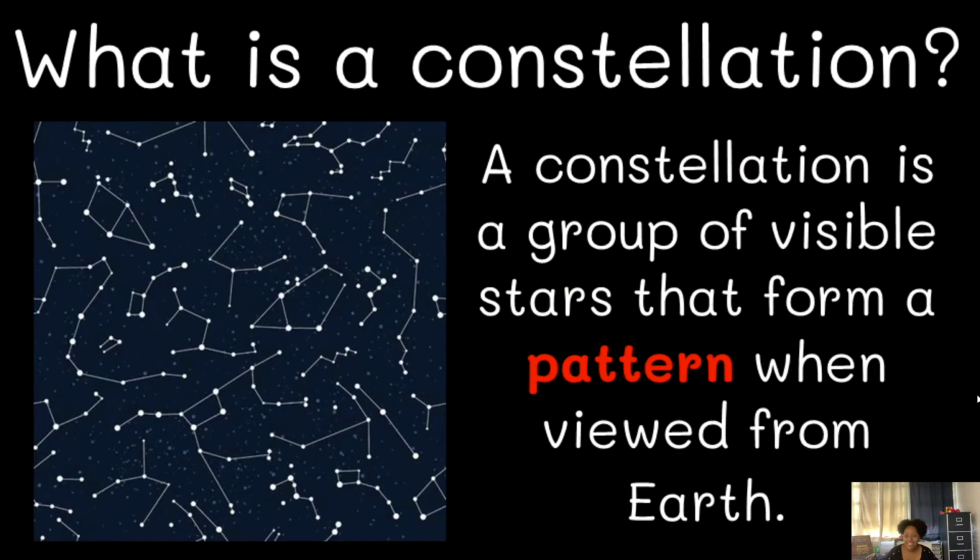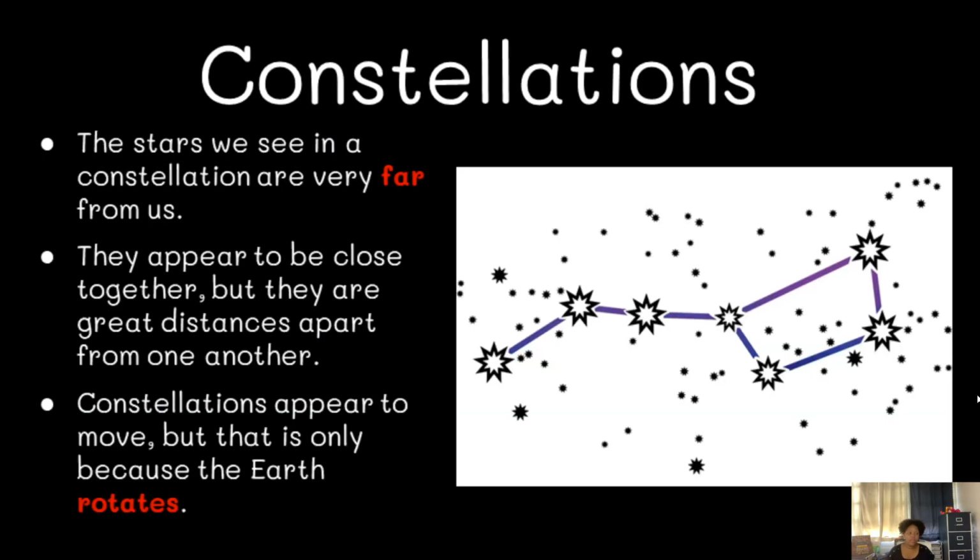Now, constellations. So now that we've talked about stars, let's move on to constellations. A constellation is a group of visible stars that form a pattern when viewed from Earth. The stars that we see in a constellation are actually very, very far from us. So again, even though it seems like when we look up into the night sky these stars are pretty close, they're actually really, really far away.